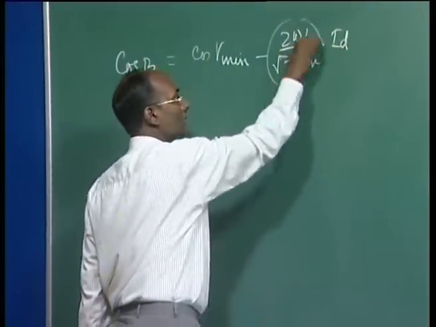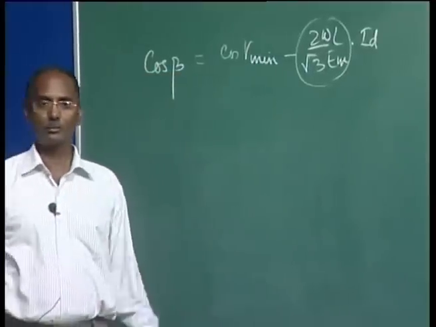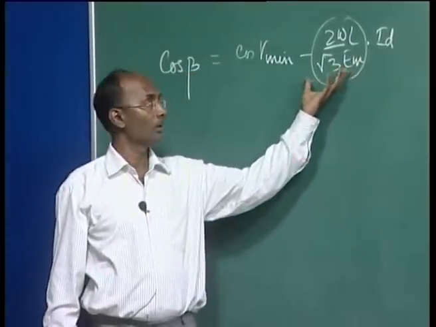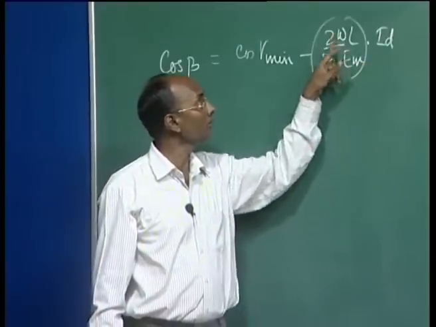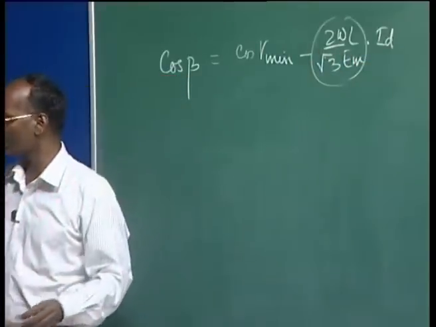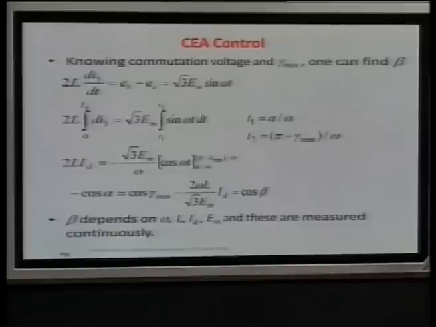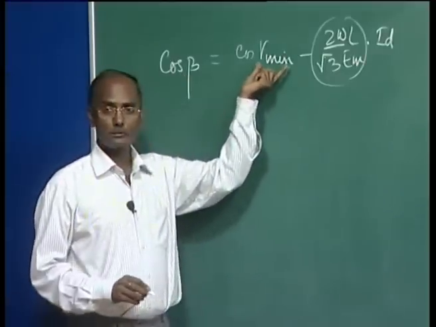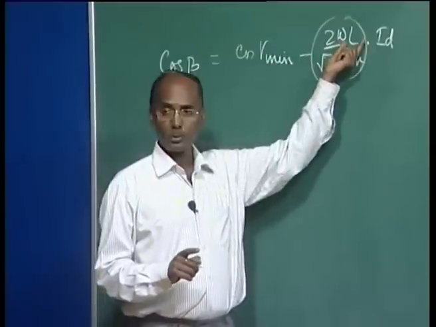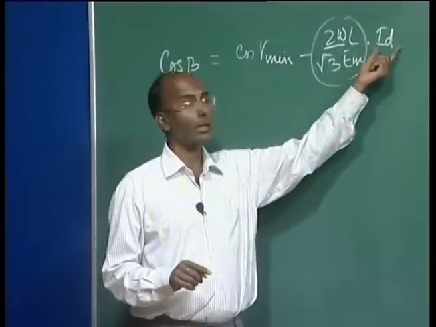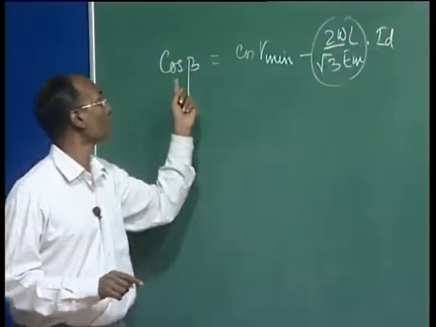Basically, this value is nothing but IS3. If you remember, this was the base value earlier, under root 3 EM divided by 2 omega L, so it is the same we are getting here. Now, beta is what we have to fix. Gamma minimum is known at the time of firing, L is known, EM is measured and ID is also measured. So, we can calculate the beta.